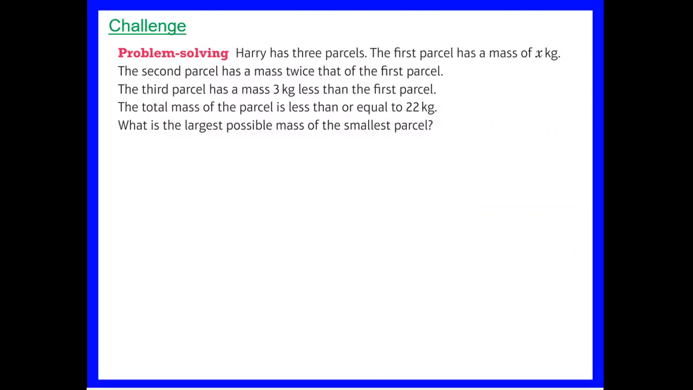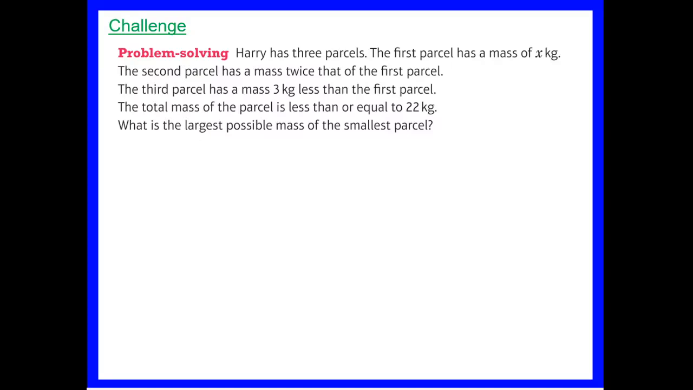Okay, finally today then, our challenge problem solving question. So Harry has 3 parcels. The first parcel has a mass of x kilograms. The second parcel has a mass twice that of the first, and the third parcel has a mass of 3 kilograms less than the first parcel. The total mass of the parcel is less than or equal to 22 kilograms. What is the largest possible mass of the smallest parcel? So lots of information there. If you want to have a go yourselves first, then pause the video, have a go now. Otherwise, we can work it through together.